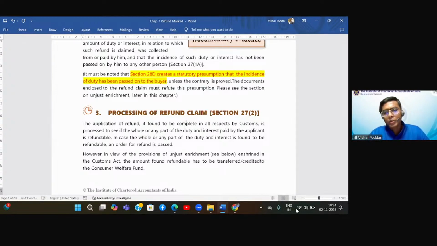Anybody has any questions on this? First, about the concept of burden of proof, and second, about this particular point, that they have presumed that the incidence has been passed on. Students, anybody has any questions on any of these two pointers?